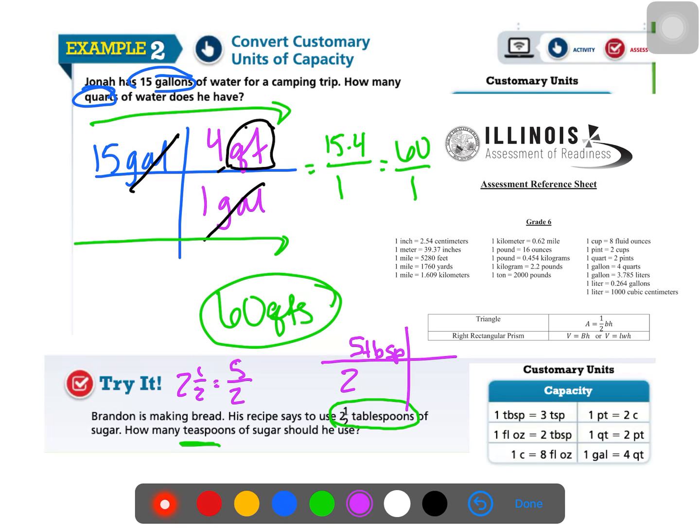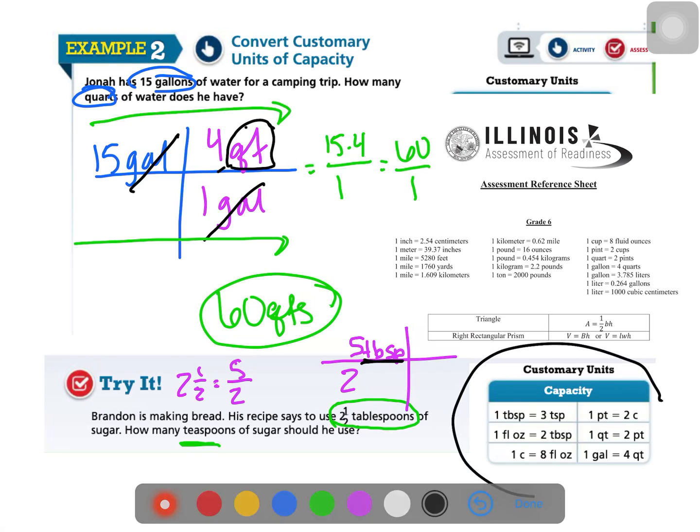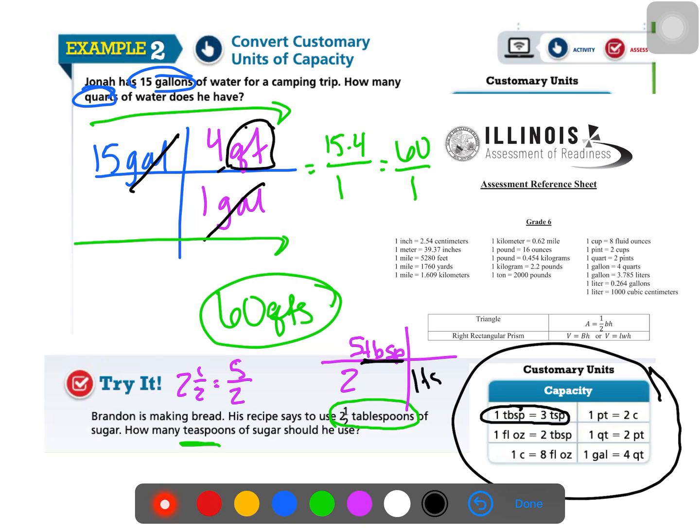tablespoons. I want my tablespoon labels to cross cancel. So you're going to use the customary unit that's not on the IAR sheet, but it is in your textbook and I added it here. I know that 1 tablespoon is 3 teaspoons. So where will the 1 go in the 3? Does the 1 go on the top or the bottom? Remember, we want to cross cancel. The 1 goes on the bottom because if I put my 1 on the bottom for tablespoons, they will cross cancel, and 1 tablespoon is equal to 3 teaspoons.